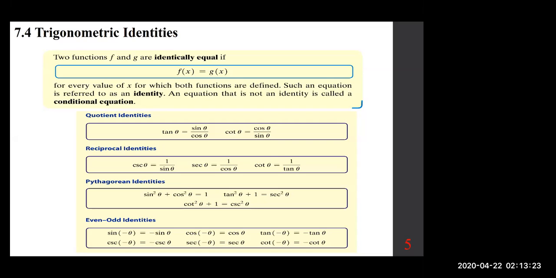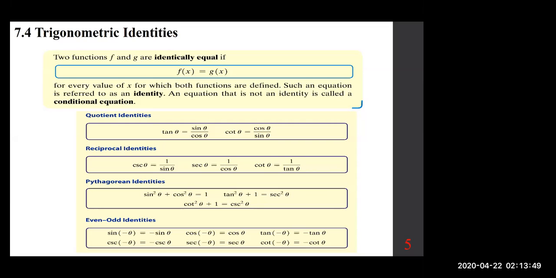Cotangent is cosine over sine. And the rest of them, cosecant is 1 over sine. The Pythagorean identities, there are 3 of them. The even and odd identities: every trigonometric function is odd with the exception of cosine. And remember, cosine and secant go together because secant is 1 over cosine. And we really need to know that.